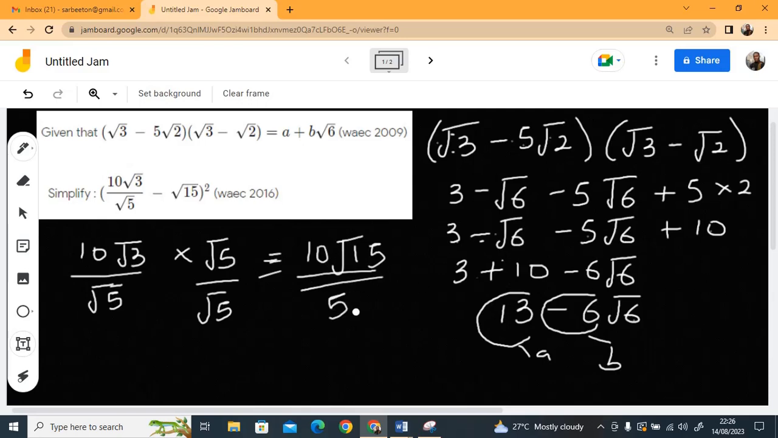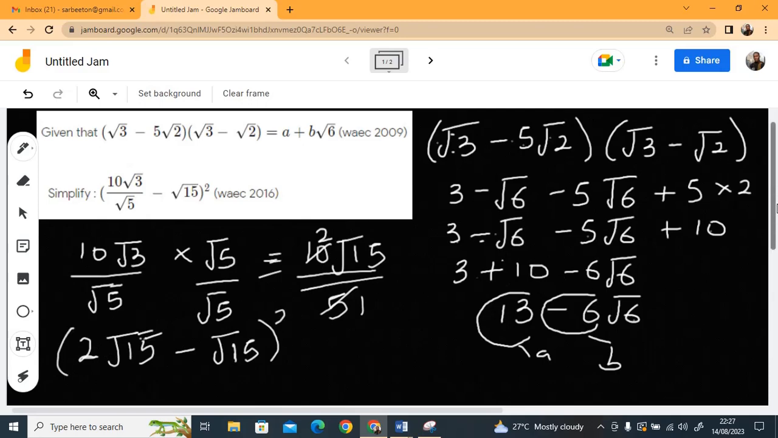So 5 here is 1 and 5 in 10 is 2. So it means this one here is 2 root 15. So you have 2 root 15 minus root 15 raised to the power 2.